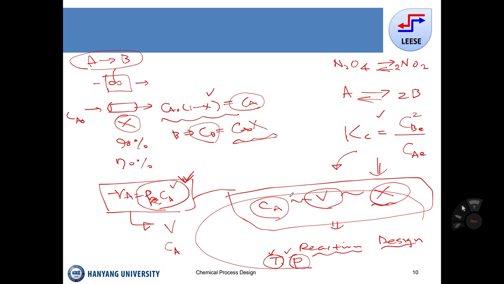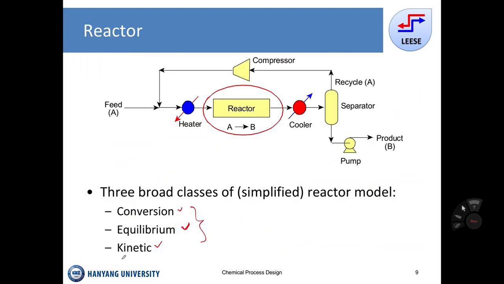Then, in order to have this relationship, we need to define either the conversion, the reaction kinetics, or the equilibrium information. Based on this reactor model, we can check how much B is produced and how much A remains after the reactor.